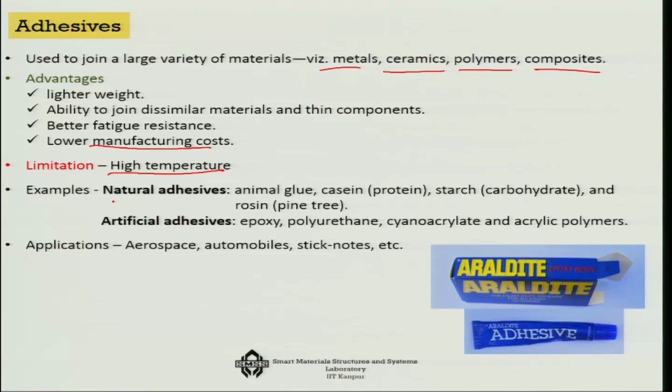There are natural adhesives like animal glues or resins or proteins, starch and resins, and artificial adhesives like epoxy, polyurethane, cyanoacrylate or acrylic polymers. They are used in aerospace, automobiles and various types of stationery, etc. So that is also becoming very popular, the use of polymers as adhesives.